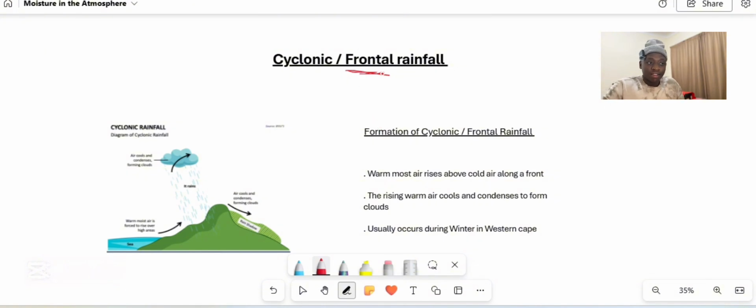it is a front. Imagine this: warm air is coming from one side, and cold air is coming from the other side. These two air masses cannot mix. So a front is a boundary, a line where two air masses meet. It separates the warm air and the cold air mass, so it is what is called a front. Remember this: the warm air will always rise.